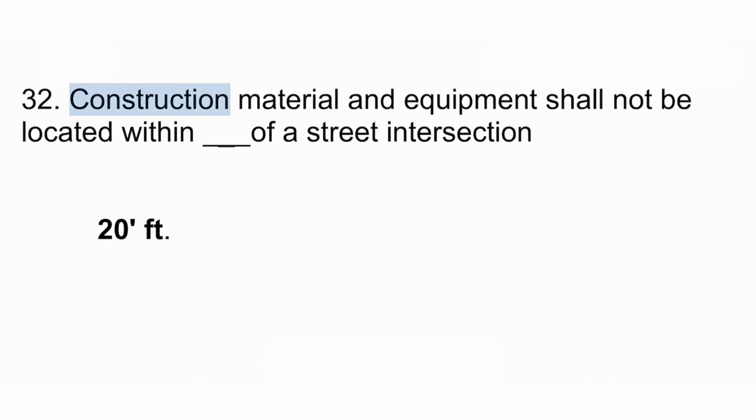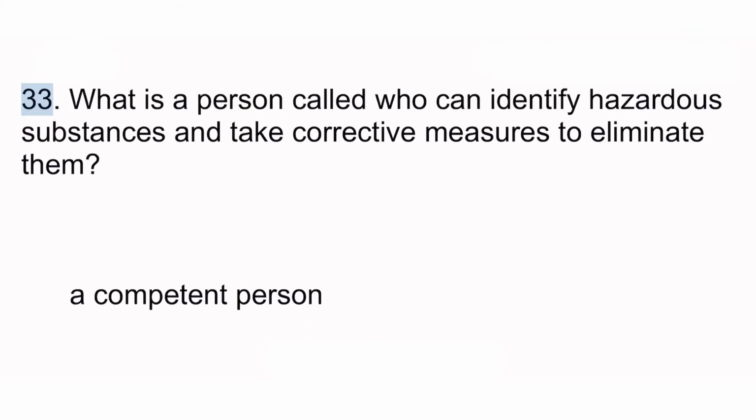32. Construction material and equipment shall not be located within what distance of a street intersection? 20 foot. 33. What is a person called who can identify hazardous substances and take corrective measures to eliminate them? A competent person.